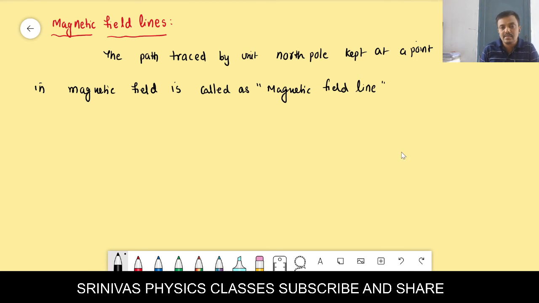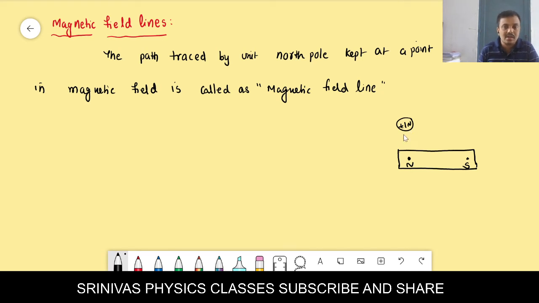Let us see how the magnetic field lines are. Let us take a bar magnet. This is the north pole of the bar magnet and this is the south pole, right? If you keep one unit north pole here, that north pole is repelled by the north and attracted by the south. I am placing one unit north pole in the magnetic field that exists around the magnet.